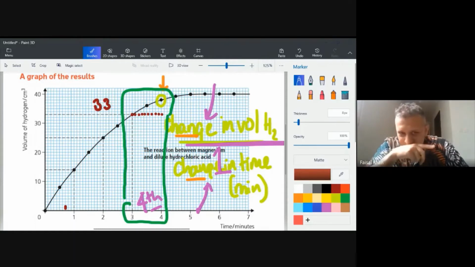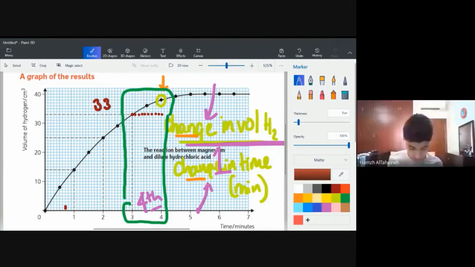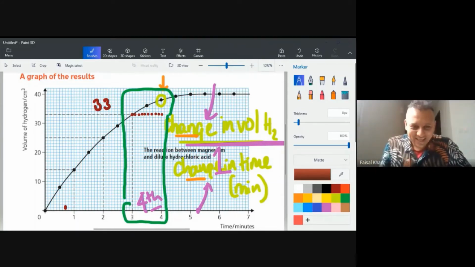The good news is that you don't have to worry about 0.5 minutes because it's in the fourth minute. So the fourth minute is how long in minutes, Mohammed? How many minutes long is the fourth minute? 1 minute. So we stick by 1 minute. But what is the change in volume in that 1 minute? It starts at 33, what does it end at? 38.